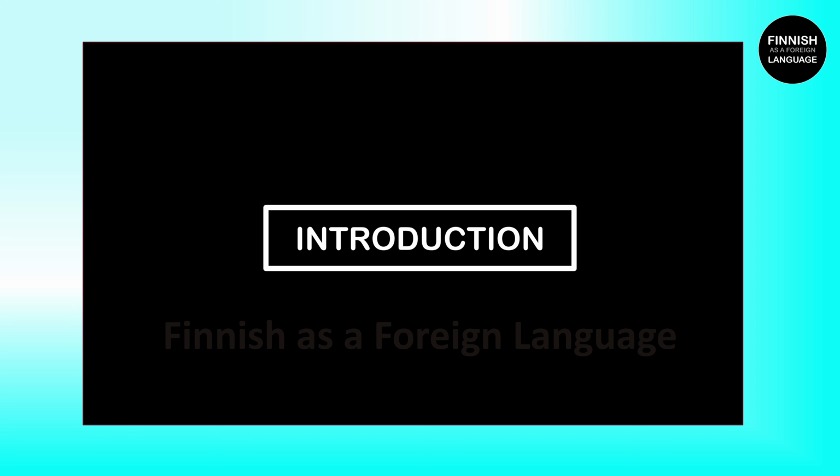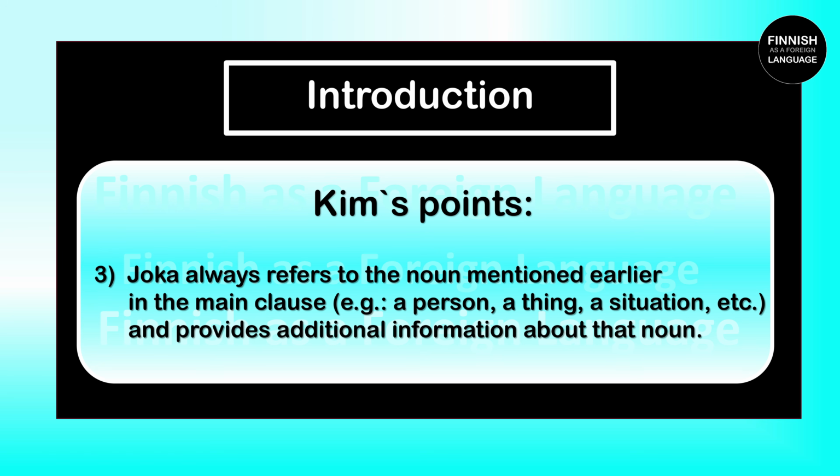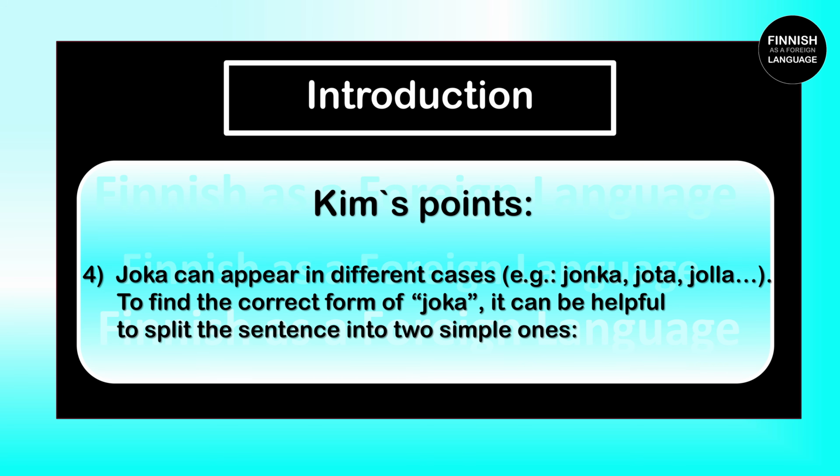So let's begin. Joka means who, which or that, and is a relative pronoun that introduces a subordinate clause. So in other words, Joka connects two clauses. Joka always refers to the noun mentioned earlier in the main clause, which can be for example a person, a thing or a situation, and provides additional information about that noun. Then, Joka can also appear in different cases. For example, it can appear as Jonka in its genitive case, Jota, which is the partitive case, or as Jolla, which is the adjective case.